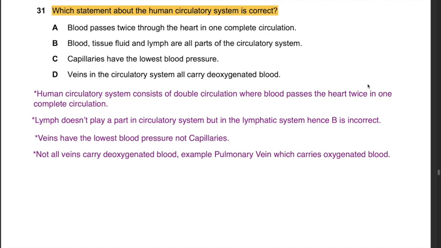D. Veins in the circulatory system all carry deoxygenated blood. We might think this is true, but not all veins carry deoxygenated blood. An example would be the pulmonary vein. Pulmonary veins carry oxygenated blood, not deoxygenated blood. Therefore statement D is also incorrect, leaving us with the only possible answer being statement A. Blood does pass twice through the heart in one complete circulation. That is why humans have a double circulation or a double circulatory system. Hence the answer is A.